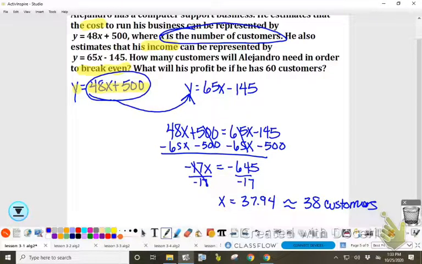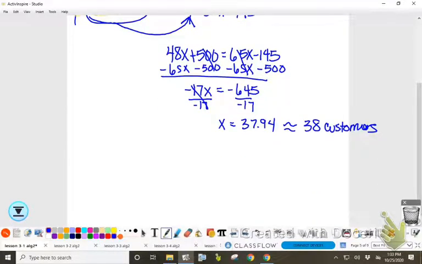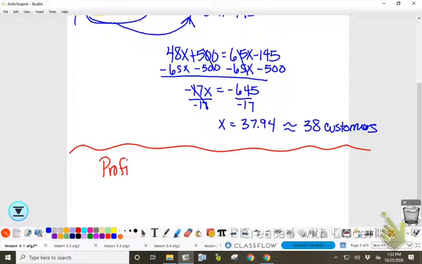Also, it says, what will his profit be if he had 60 customers? So this is a two-part question. You can consider that part A. Part B is what will his profit be? Let me just tell you what profit is if you don't already know. Profit is the cost minus the income. Actually, I did that backwards. That doesn't make sense. Income minus your cost. So how much you bring in minus the cost of it. So we have to figure out our income for 60 customers, then figure out the cost of 60 customers, and then subtract the two.